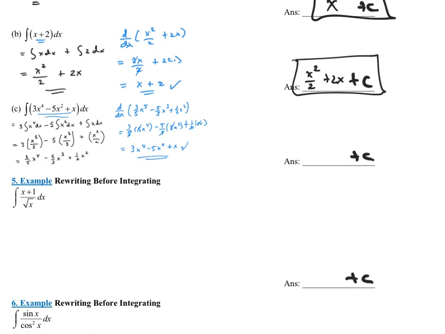So our final answer again would be 3/5 x to the 5th minus 5/3 x cubed. I'm going to erase that plus c that I wrote earlier because it's where I need to write, okay? So then we have the plus 1/2 x squared plus c. That would be our final answer on the problem.